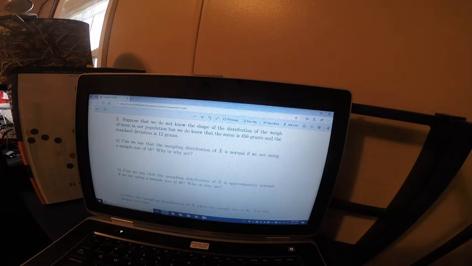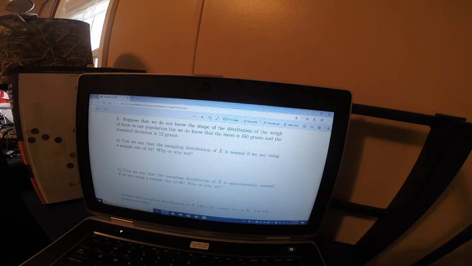Okay, example number 2. Suppose that we do not know the shape of the distribution of the weight of the trout in our population, but we do know that the mean is 450 grams and the standard deviation is 12. So we don't know if the overall distribution is normally distributed or not. We don't know that at all. A says, can we say that the sampling distribution of X bar is normal if we're using a sample size of 16? Why or why not?